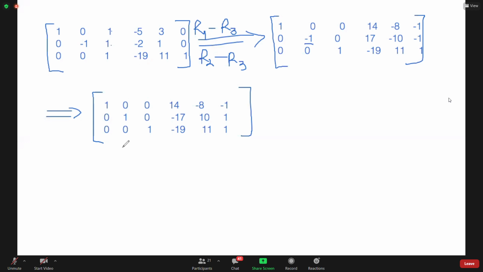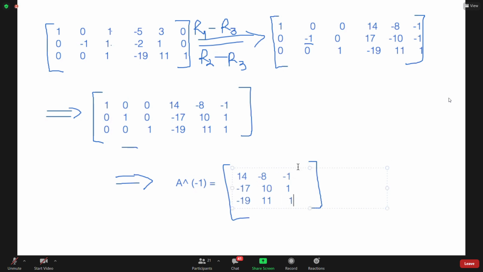Therefore, what is A to the power of -1, so the inverse of my A matrix? It's the right side of this matrix that has remained after I created the identity matrix first. Therefore, it is 14, -8, -1, -17, 10, 1, -19, 11, 1. And this is your final answer. This is the inverse of A.